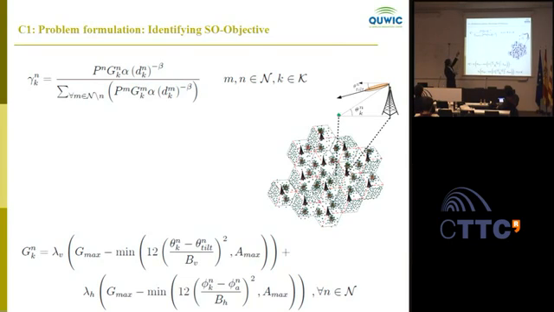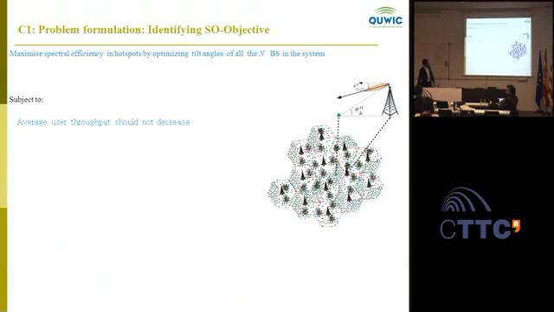And to do that, here is how a typical SNR at a given point for a given user will look like in the network. It's a function of antenna gain, transmission power, and path loss, where antenna gain itself is a function here. Ms. Nisa yesterday introduced this, but in three-dimensional space it will look like this. Okay, so if we put our problem in words, it's like maximize spectral efficiency in the hotspot by optimizing the angles of all the N base stations in the system, but without sacrificing the average user throughput. It means the users outside the hotspot should not be sacrificed.